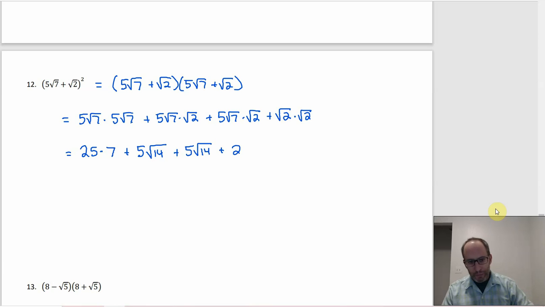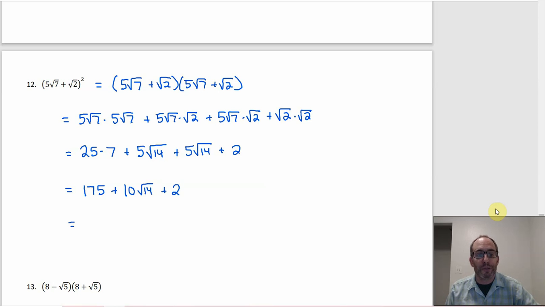Okay. 25 times 7 is 175. So we've got 175. Then you can add these radical 14 terms together, right? Because they both have radicals where it's the same type of root with the same radicand. So you can add them together and say that's 10 radical 14, and then plus 2 at the end. But you could add the 175 and the 2 and say that's 177 plus 10 radical 14, and that's the answer.